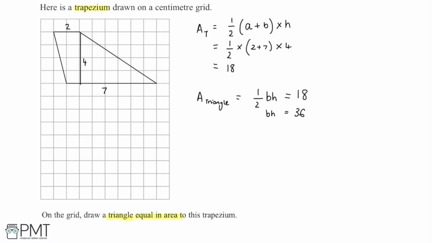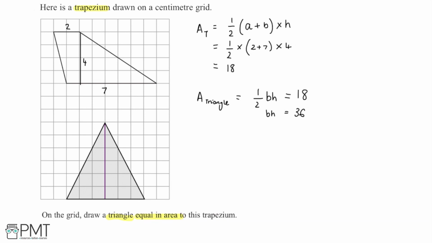And then I'm just going to draw out a triangle of height 6, so it needs to have a height of 6 here, and then it needs to have a base length of 6 also, and then I can just connect these lines here, and I now have a triangle of area 18 centimetres squared, which is going to be the same as the trapezium.